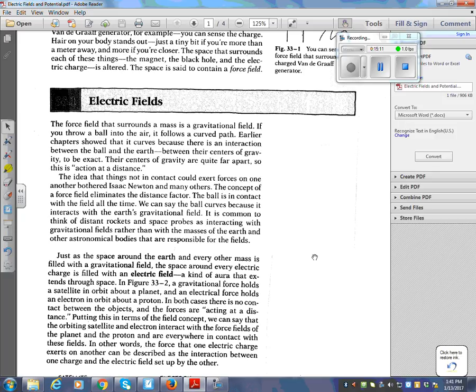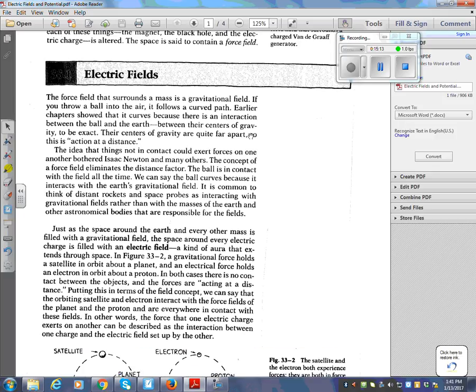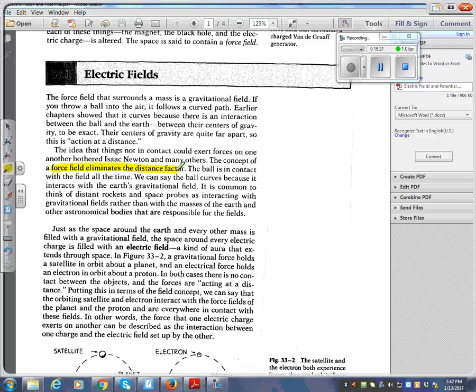The idea that things not in contact could exert force on one another bothers Isaac Newton and many others. The concept of a force field eliminates the distance factor. This is key. The ball is in contact with the field all the time. We say that the ball curves because it interacts with the Earth's gravitational field. It's common to think of distant rockets and space probes as interacting with gravitational fields rather than with the mass of the Earth and other astronomical bodies that are responsible for the field.